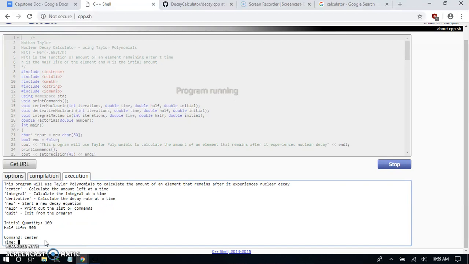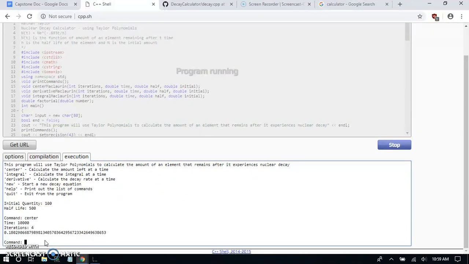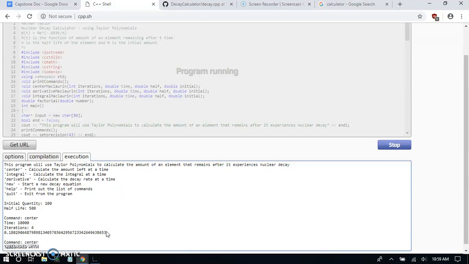So it asks you for the time that has passed. We'll post that as 10,000 years. And the iterations. So this is the degree that you want it to be carried out to. So we'll start off with 4. And since we only did 4 iterations, this value is not going to be very accurate. But because it's a program, we can make it as accurate as we want.